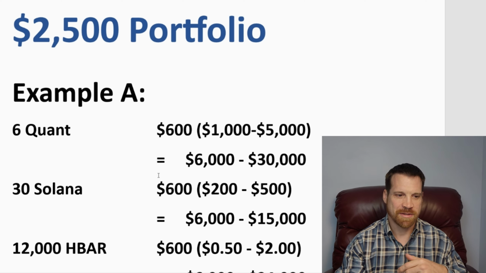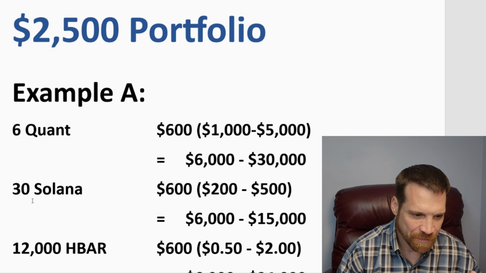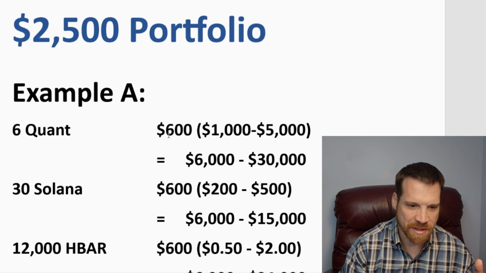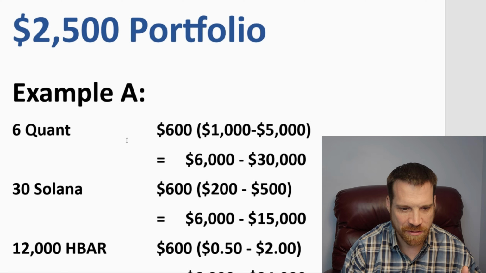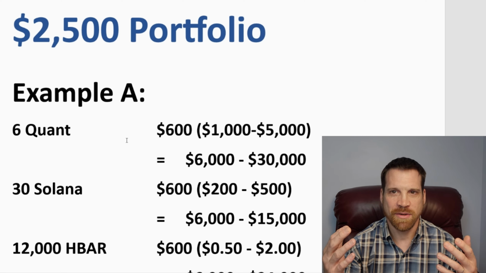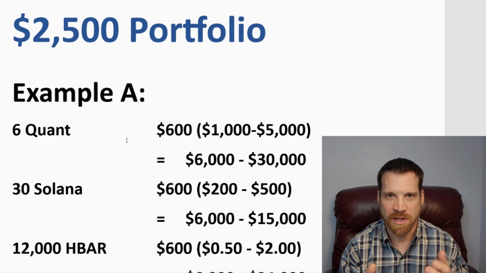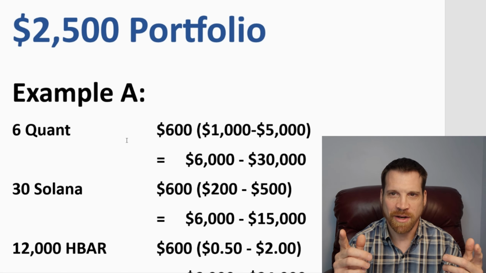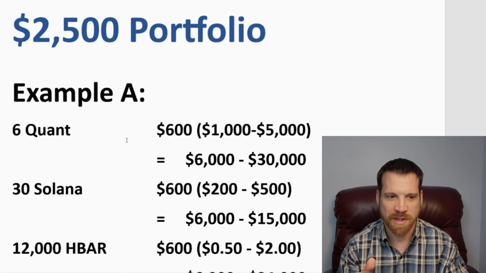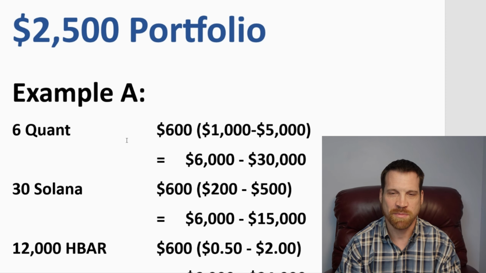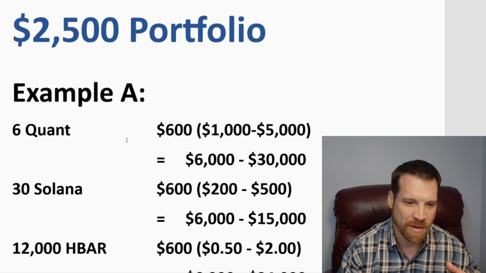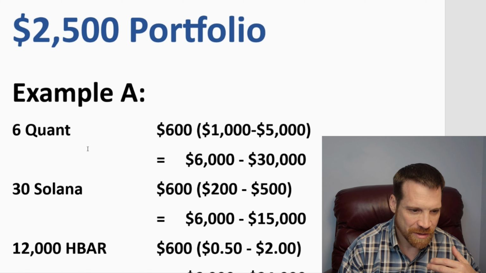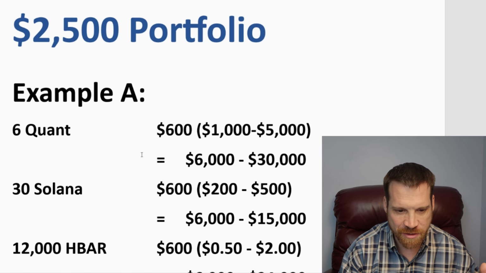So, all right, guys. Example A. I've got 6 Quant for about $600. I'm recording this video ahead of time because I'm actually on vacation right now, so I don't know if the prices are going to fluctuate between the time I record this and when this video comes out. These might need to be adjusted some if these prices have fluctuated, so keep that in mind also. 6 Quant, around $600.